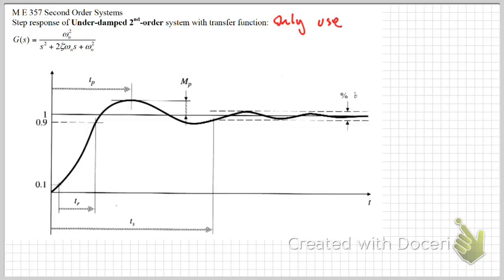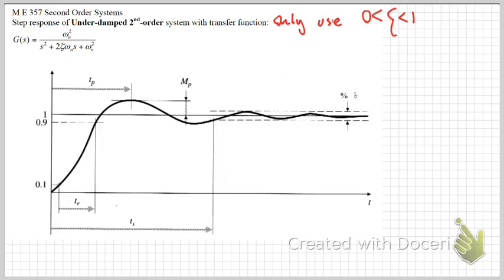So when is it an underdamped second order system? It's going to be when zeta is greater than 0 and less than 1. And so zeta will be greater than 0 and less than 1.